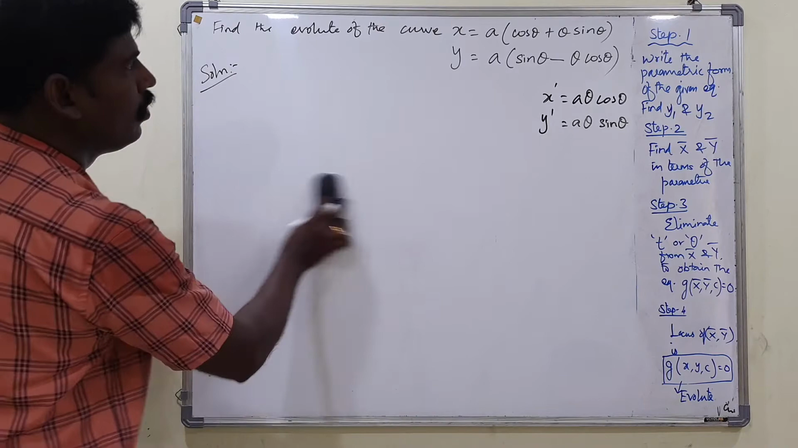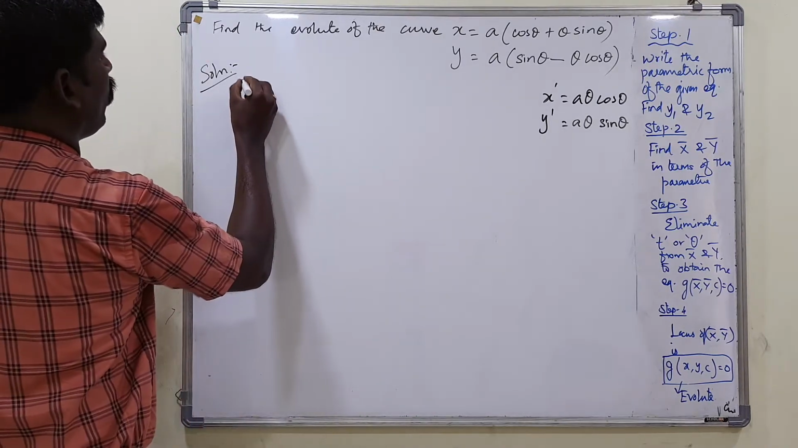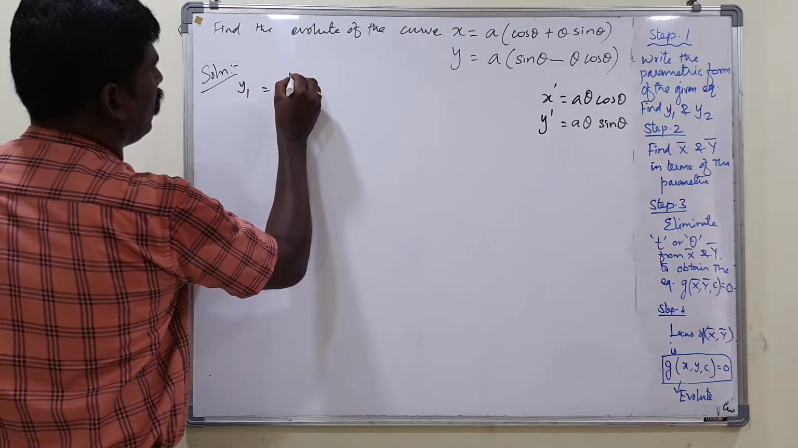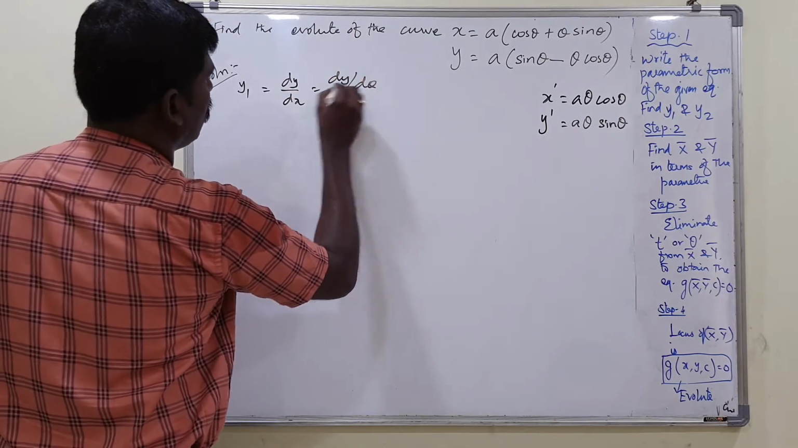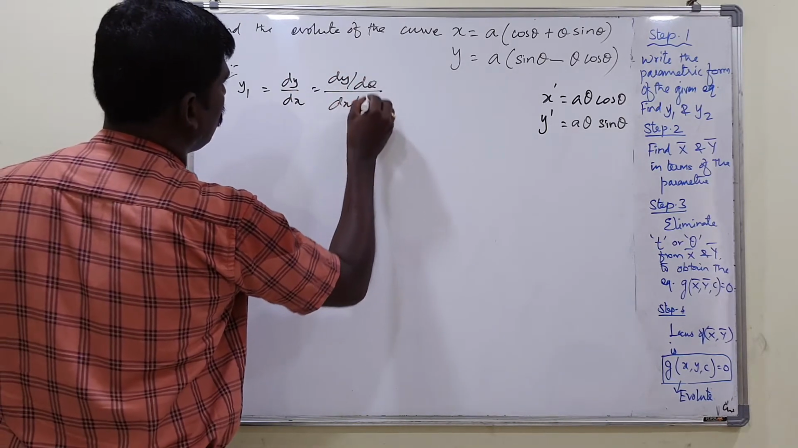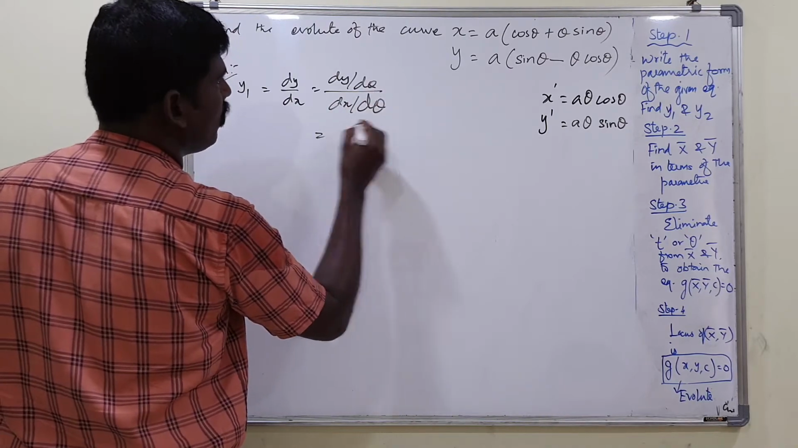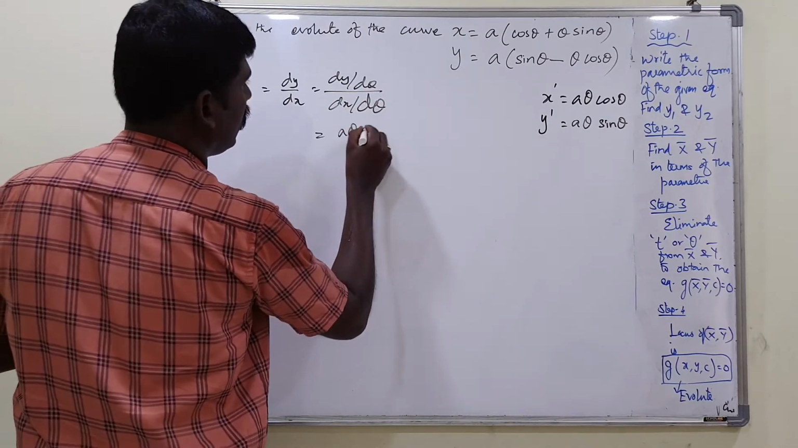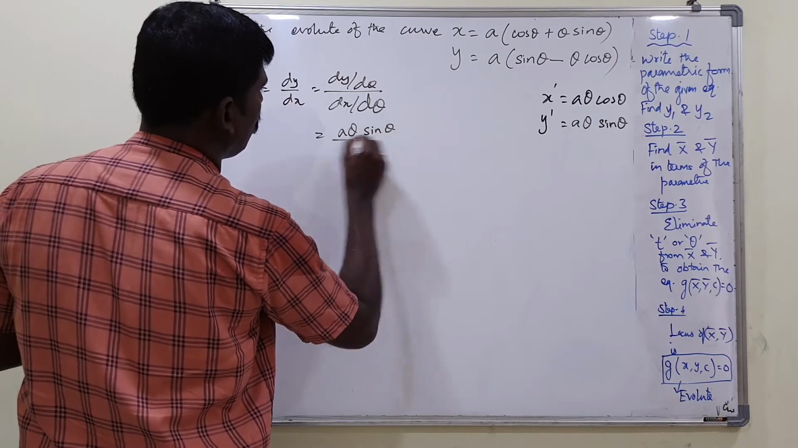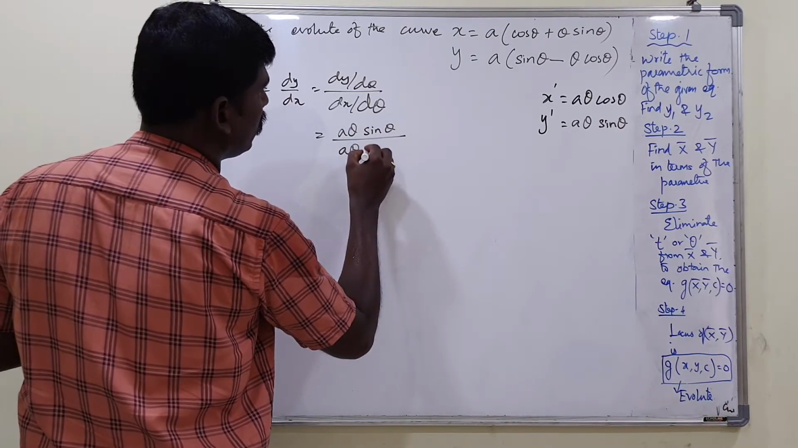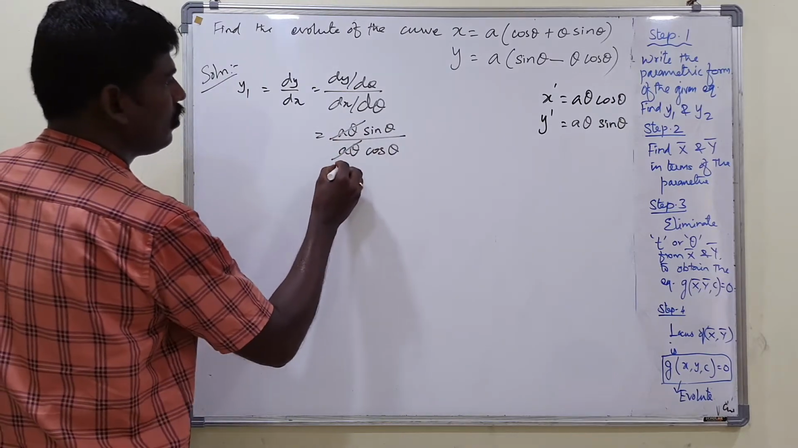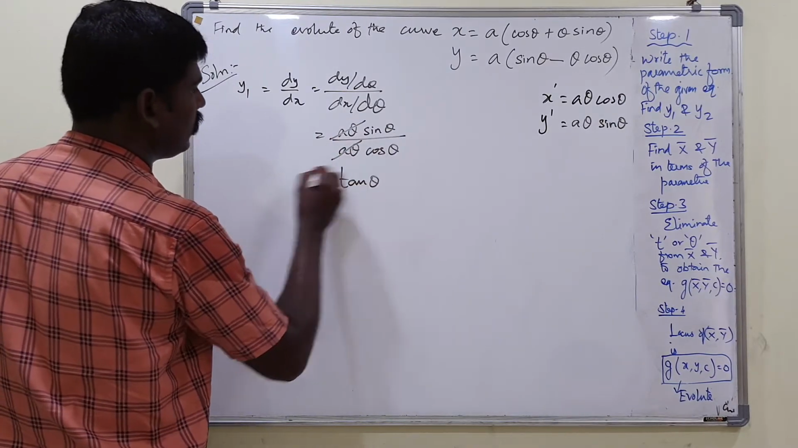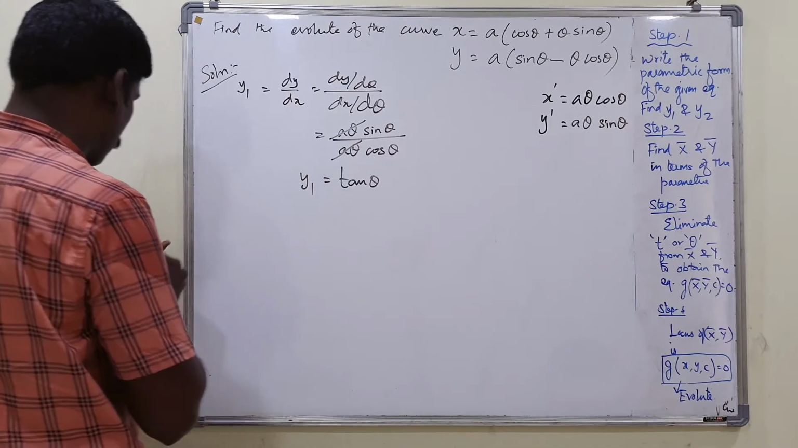Right? After finding x dash and y dash, go for finding y1. What is y1? dy by dx, which is equal to dy by d theta divided by dx by d theta. What is dy by d theta? It is y dash: a theta sin theta by a into theta cos theta. You can strike out a theta with a theta. So sin theta by cos theta becomes tan theta. This is the value of y1.